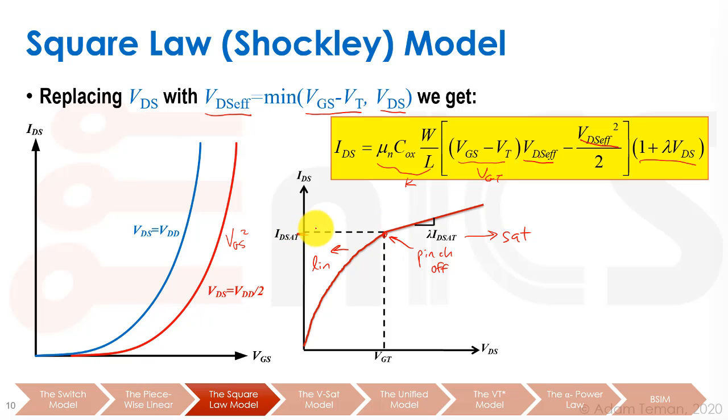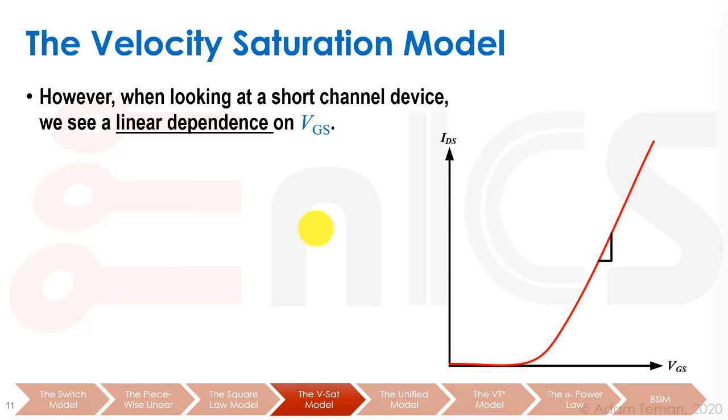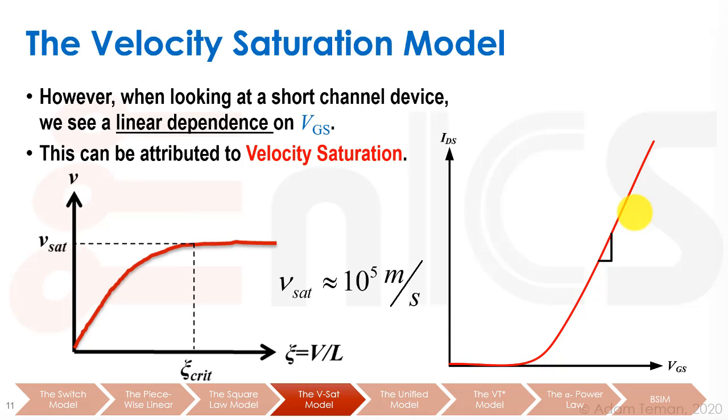So that's the Shockley model, but it's also not very accurate. Why is it not very accurate? When we look at a short channel device versus a long channel device, we see that we get this linear slope. It's not a square slope anymore. If there's a linear dependence on VGS, the Shockley or square law model is not correct anymore. When we looked into that, we could see that this is due to velocity saturation.